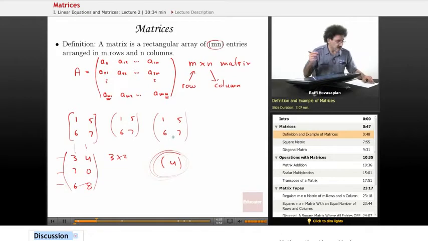Okay, so we speak about the ith row and the jth column. So let me do this in blue. We talk about the ith row. We talk about the jth column.